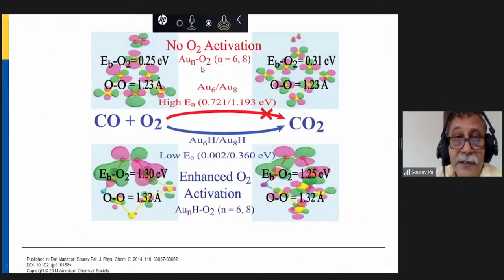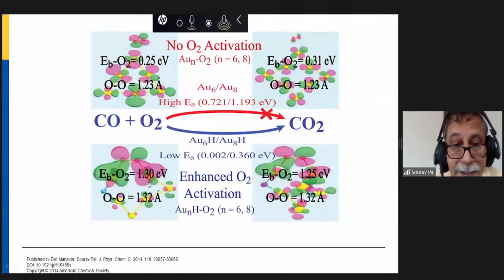This has been shown here by the hydrogen chemisorbed, the other catalyst that I talked of. I took Au6 and Au8, pristine gold clusters. If you look at the barrier for CO oxidation, it's a very high barrier. Au6 gives 0.721 eV, Au8 even gives 1.193. And this is the binding energy. As soon as you put one hydrogen, you can see the binding energy increases.